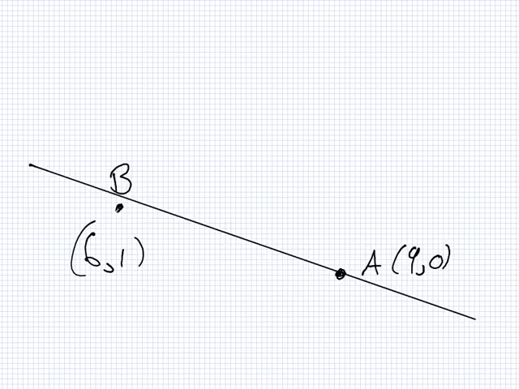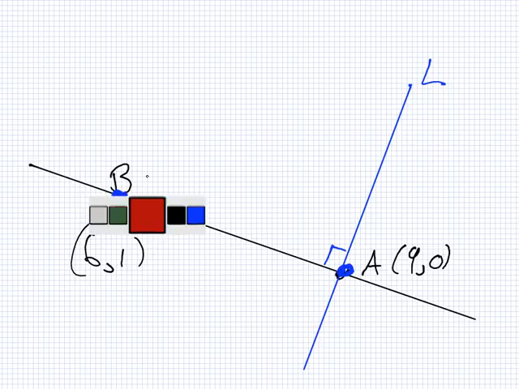Yes. (6, -1) at B, and then I'll just draw the A here. This isn't to scale, I know. (9, 0). At least I'll draw it underneath. (9, 0). So, what I want, just draw a line here. I want the line which is perpendicular to this and contains A. So in other words, I want this one here, L, and it's perpendicular to the line AB. Okay, try this one now. Find L.